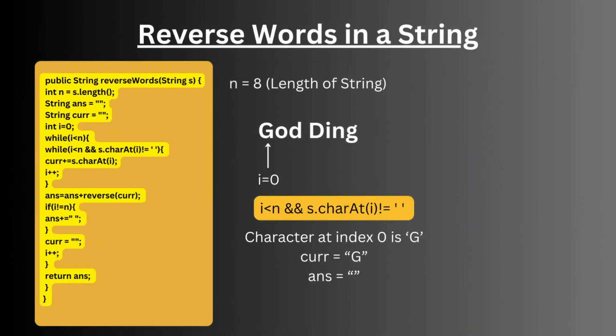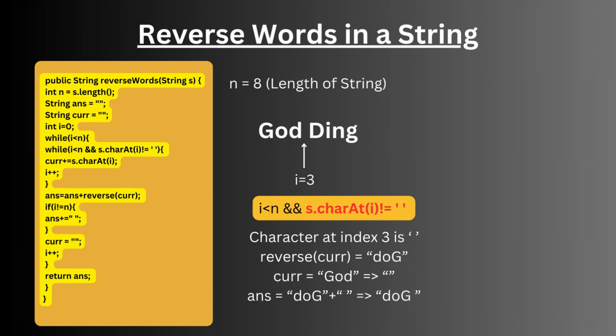Consider the string GOD space DING. The length of the string is 8. Now when we are at the index i equal to 0, the character at index 0 is G. So to the current string, we add G, and the answer is still an empty string. Similarly, when i is 1, we append the character O to the current string. And when i is 2, we append the character D to the current string. When i is 3, now we encounter an empty white space character. So according to our code, we will come out of the while loop and we will reverse the current string and then we'll reinitialize the current variable to an empty string and we add this reversed string to the answer.